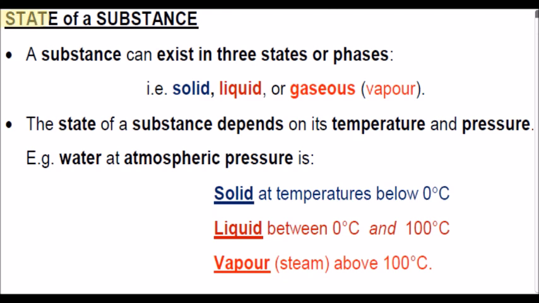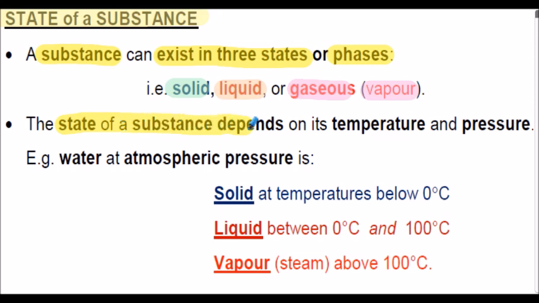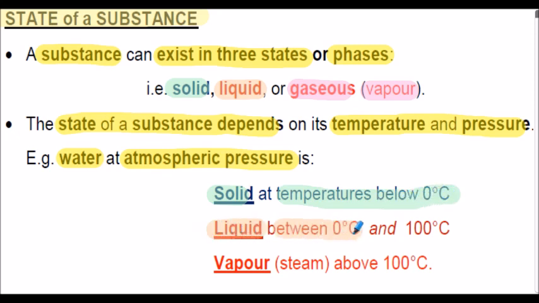Let's consider the state of a substance. So a substance can exist in 3 states, or sometimes termed phases, and these are the solid, the liquid, and the gaseous, or sometimes termed the vapor phase. So the state of a substance depends on its temperature and pressure. So for example, water at atmospheric pressure is solid at temperatures below 0 degrees C, is liquid between 0 degrees C and 100 degrees C, and is vapor or in the gaseous state, sometimes referred to as steam, above 100 degrees C.